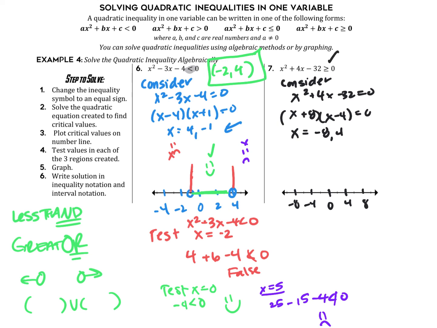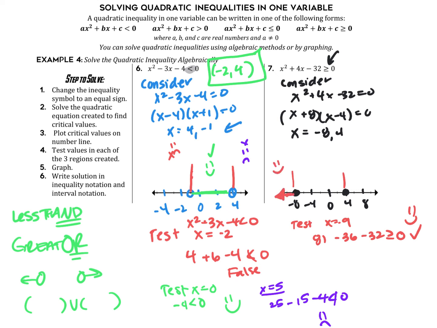I'm going to put closed circles on my number line because it is a greater than or equal to. So closed circle or a filled in circle at -8 and a filled in circle at 4. So they're always going to match because they're coming from the same equation. And now I can see I need to test numbers in each of these 3 places to figure out what my solution looks like. So the first thing I'm going to test is -9. If I test -9, I'm going to get 81 minus 4 times 9 is 36, minus 32 is greater than or equal to 0. That's going to be true. So this is going to be a part of my solution.